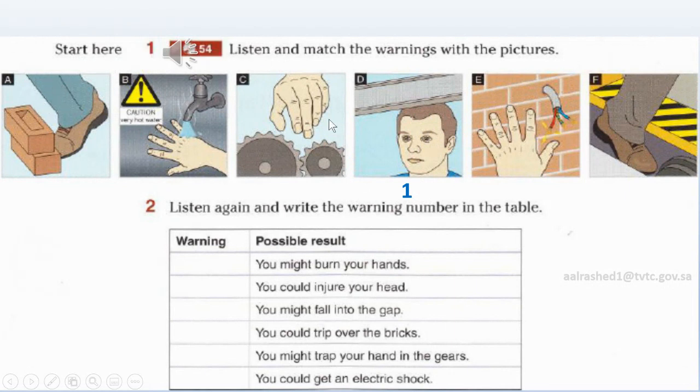What do you mean by bricks? Which one in the picture has the word you can see? A brick picture. Can you see a brick or bricks? Can you see them? Okay. So number two is A. These are bricks. The listener said that there are some bricks on the floor. Okay. Let's see number three.